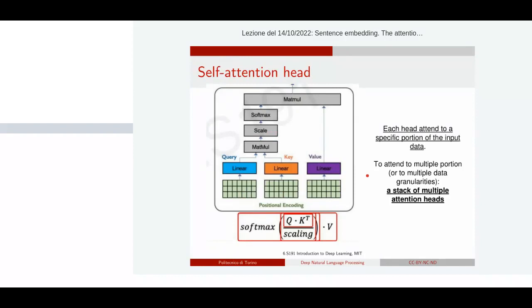This is the unit, the core element of our network, which works exactly as I told you before. So it's dot product, scaled, softmax to get the attention weighting, and then you multiply by the weight the value in order to return the output of the search.